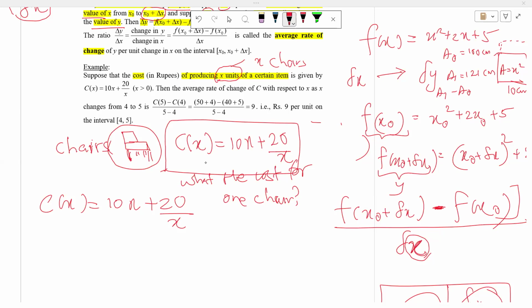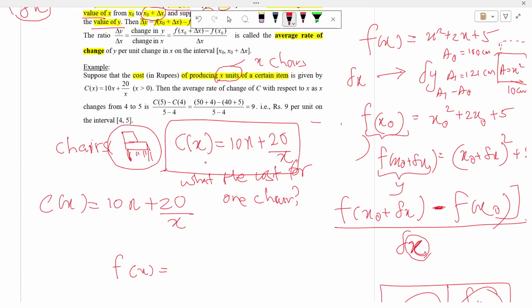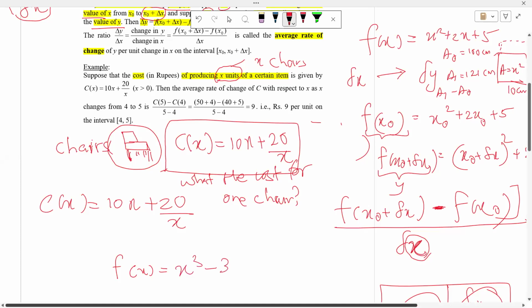So just think about this example, right? We know the function. Functions mean what? Functions mean the relations between the variables, right? Let's say f of x is a function with the independent variable x, let's say x cube minus 3 or something, right? It means functions are the relation between the variable x, right?